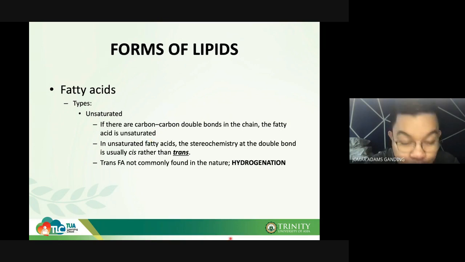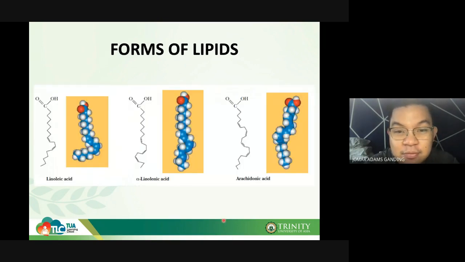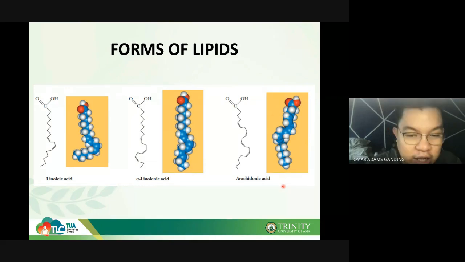So I want you first to look at your unsaturated fatty acid. As you can see, your unsaturated fatty acids have not just the double bond in your carboxyl, but also in their carbon chain. So you have your linoleic, your linolenic, and your arachidonic acids. Okay, your arachidonic acid.